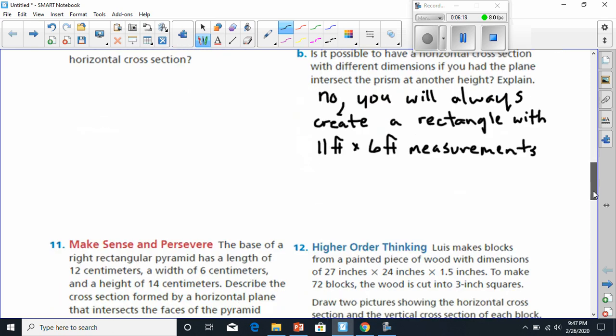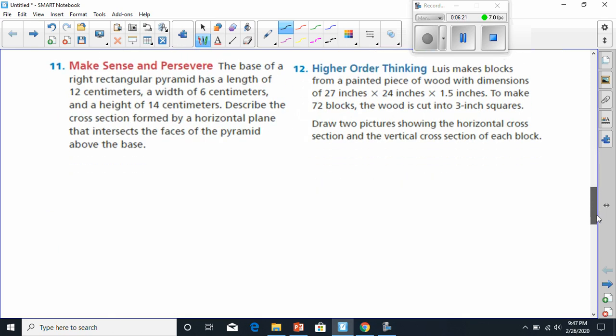And let's scroll down to number 12 now. Lewis makes blocks from a painted piece of wood with dimensions 27 inches by 24 inches by 1.5 inches. This wood is probably going to look something like this. Let's just say this is the 27. And we'll say this is the 24.